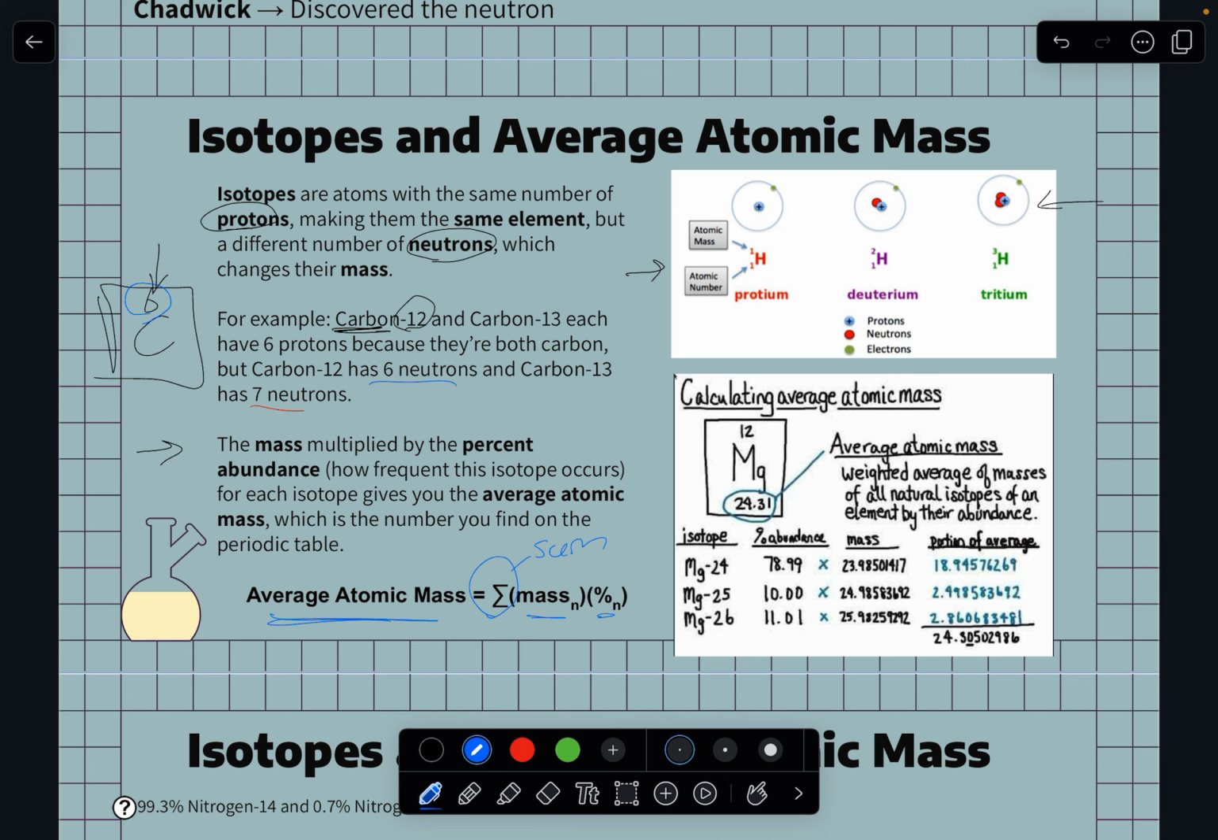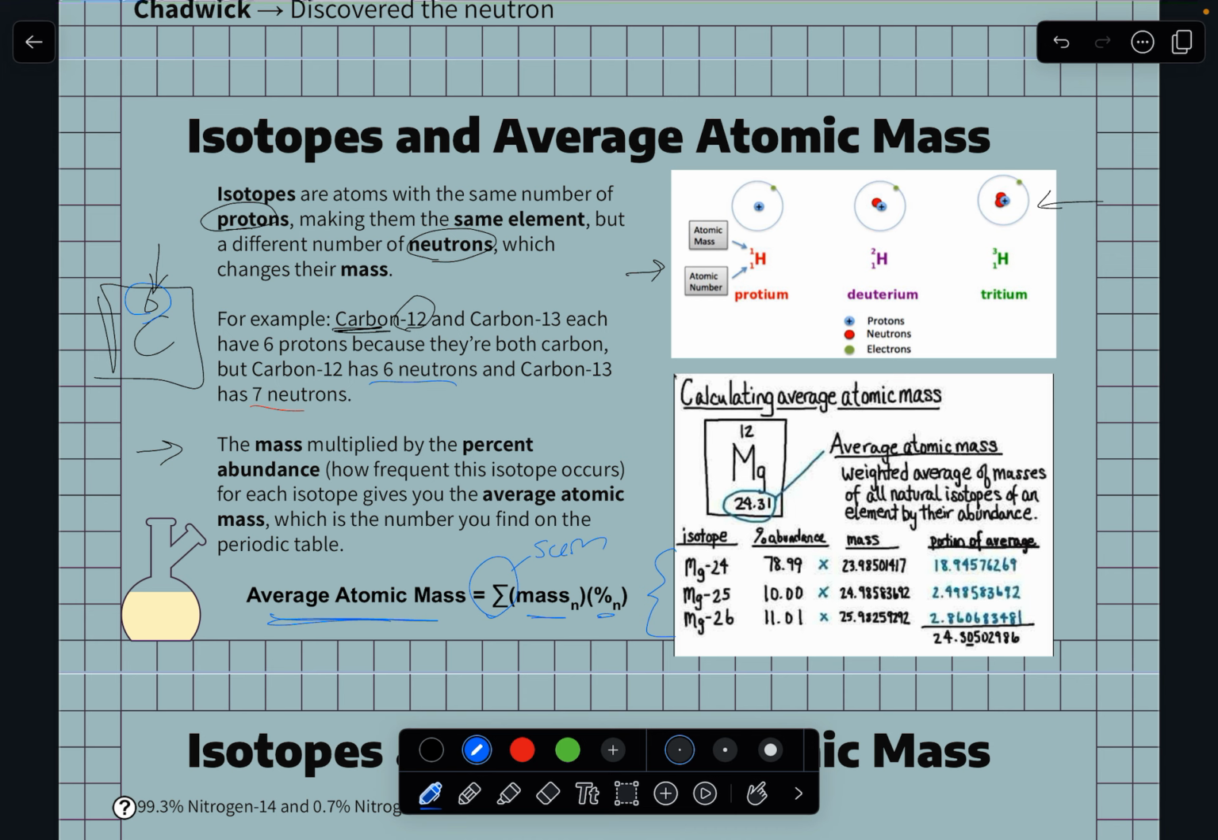If we look here on the right with magnesium, magnesium-24 has a percent abundance of 78.99%. Magnesium-25 has 10.00. Magnesium-26 has 11.01. That means if we just look in nature for magnesium, we'll find magnesium-24 78.99% of the time. Magnesium-25 only 10% of the time. So the average atomic mass is looking at the average of these.